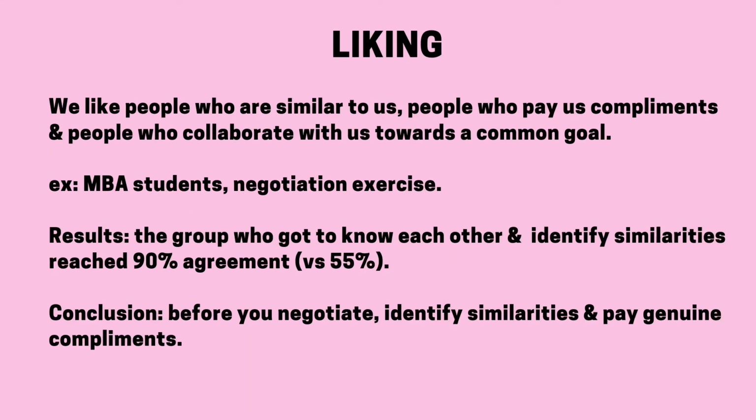Okay, the fifth principle was the liking principle. And so apparently we like people who are A, similar to us, B, who pay us compliments, and C, people who collaborate with us towards a common goal. The example they give you is with the two groups of MBA students who had to negotiate. What the results show is that the group who got to know each other and identify similarities before negotiating reached 90% agreement. The other group, only 55%.